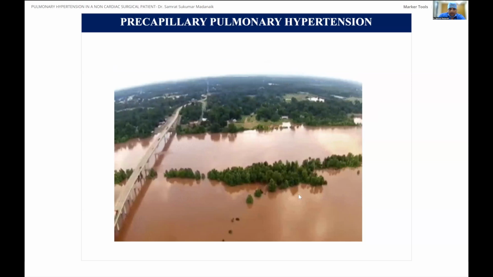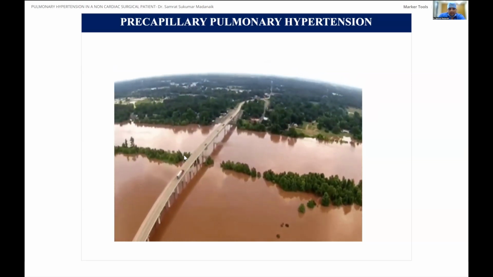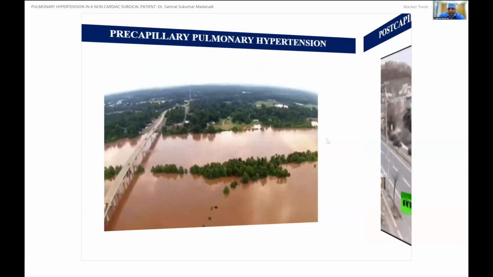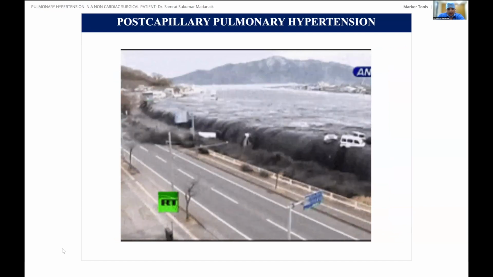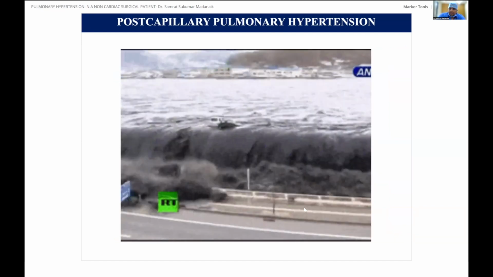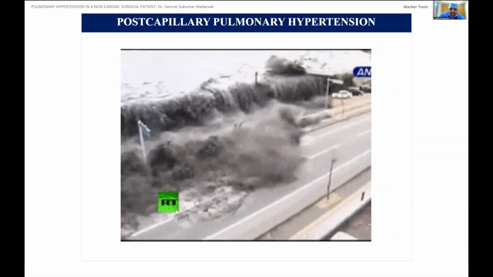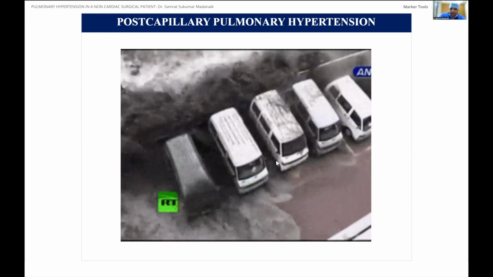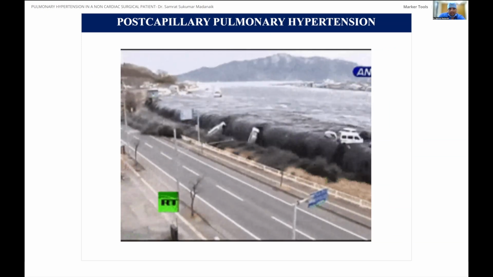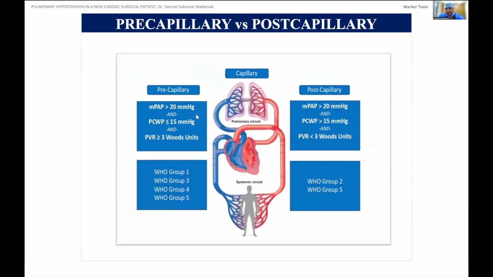Now, there is an important concept in pulmonary hypertension which is called pre-capillary pulmonary hypertension and post-capillary pulmonary hypertension. So look at this image. What do you see here? There is obviously flooding in this region. If you also see this image, definitely floods are occurring in this image also. But here, the etiologies are quite different. In the first image, if you see, there is excessive rainfall, while here, the reason is tsunami. So similarly, pre-capillary and post-capillary pulmonary hypertension, although they look similar, the etiologies are different and they are classified in a different way.